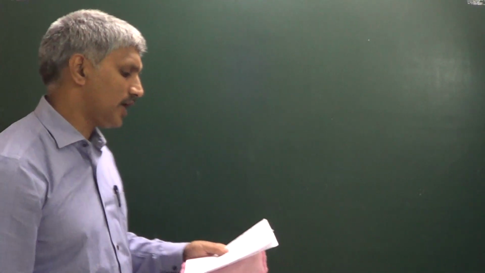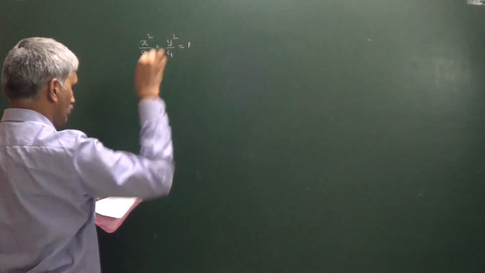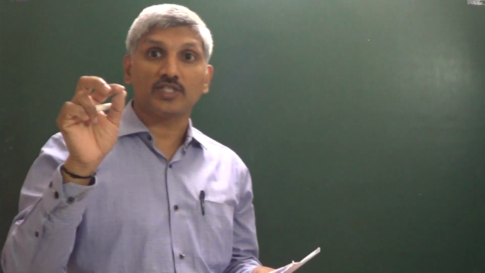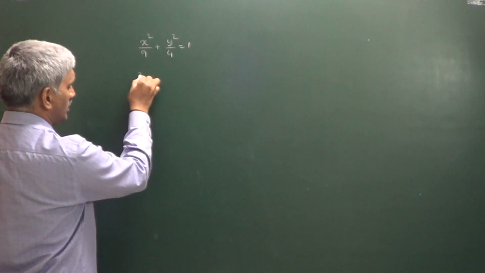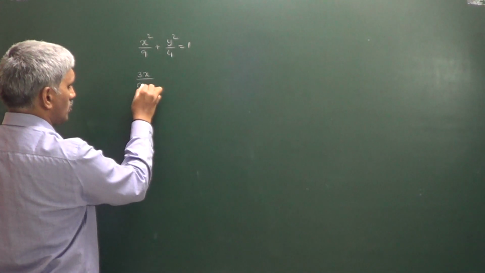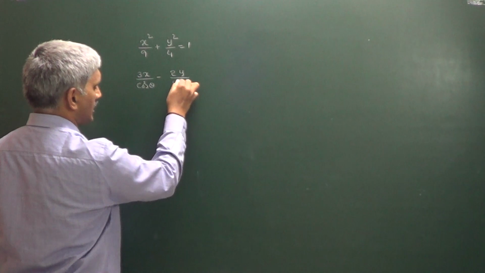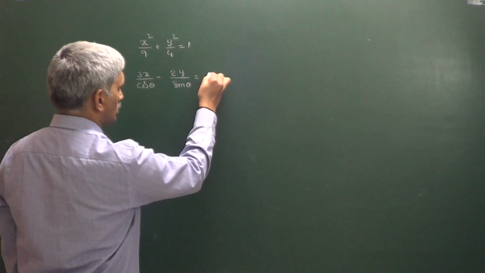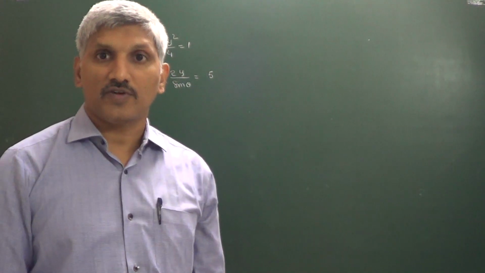So the next question is given like this. Find the equation of normal to the ellipse x²/9 + y²/4 = 1, which is at the maximum possible distance from the center. First of all, what is the equation of the tangent? The equation of the normal is ax/cos θ - by/sin θ = a² - b². So that is the equation of normal to an ellipse.